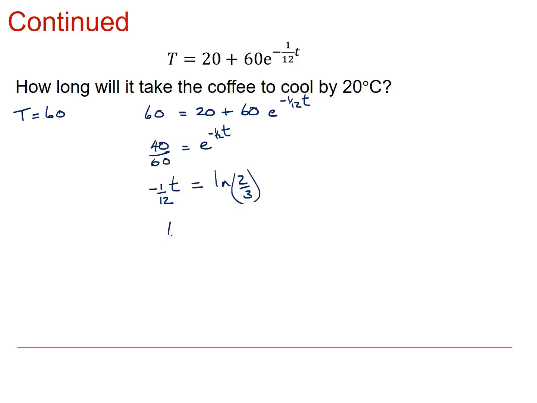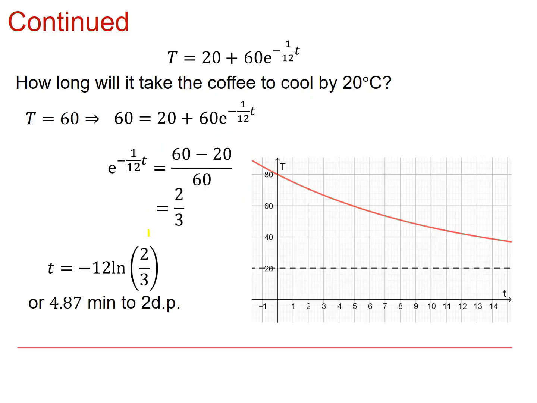So t is equal to minus 12 log of 2/3. Now at this point you might be concerned that you're going to get a negative time, but of course the log of 2/3, because 2/3 is less than 1, will in fact be negative. And if you work that out on your calculator, you will get that t is equal to 4.87. Remember, that's minutes. That's working to 2 decimal places. There's that working tidied up for you. We get our 4.87 minutes.